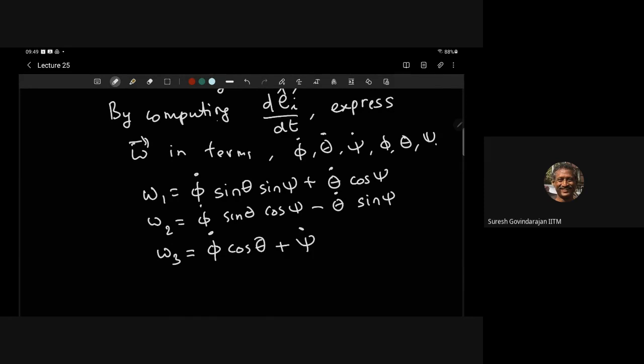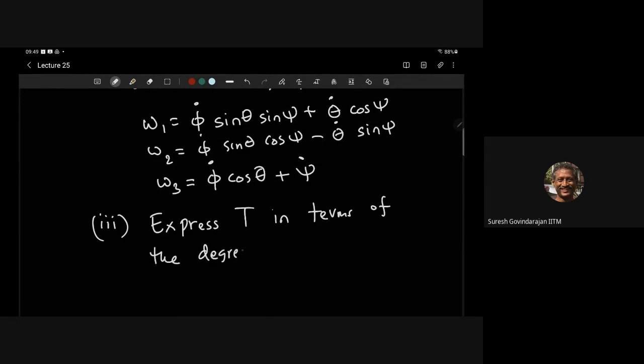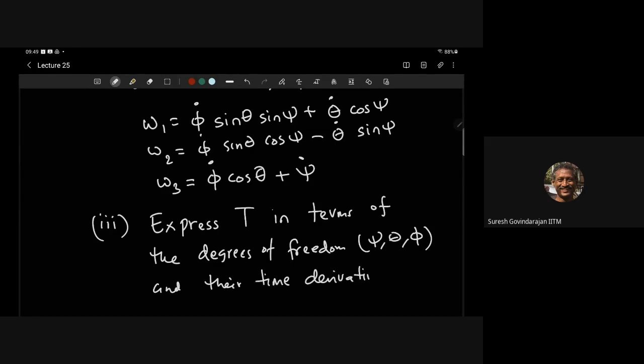Okay, and finally what you can do is, yeah, so then the third one is express t in terms of the degrees of freedom psi, theta, phi, and their derivatives, of course. So please, this is just a straightforward exercise, so you can do it. Okay.